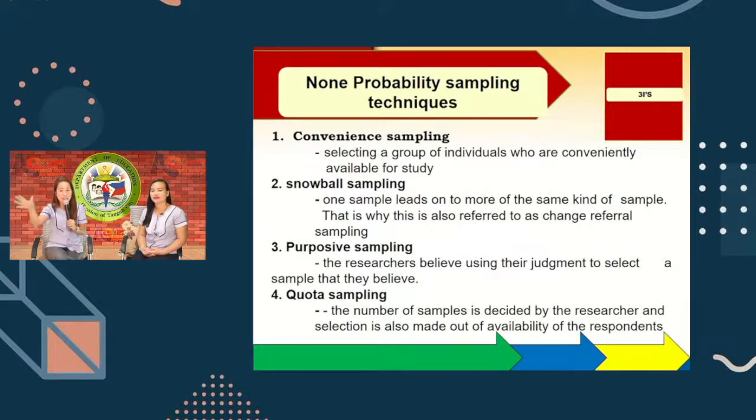So meaning to say, the researcher ensures equal or proportionate representation of the subjects. It depends on which rate he considers as the base of the quota. Yes, and for example, in a population, you want to select 60% men and 40% women. So in this case, you will select samples randomly until you reach 60% men and 40% women.